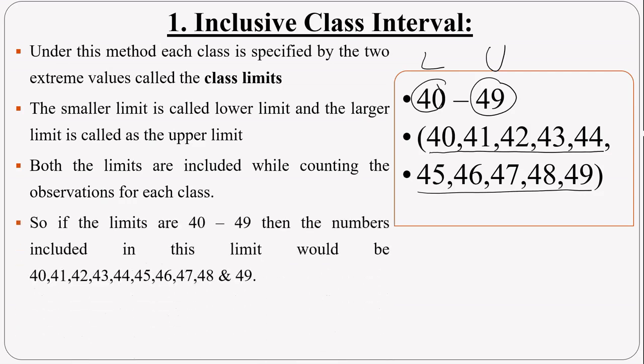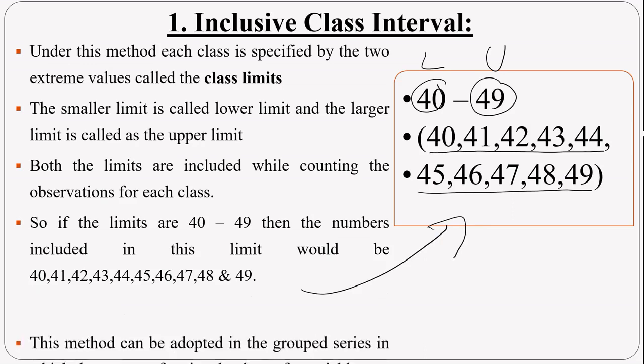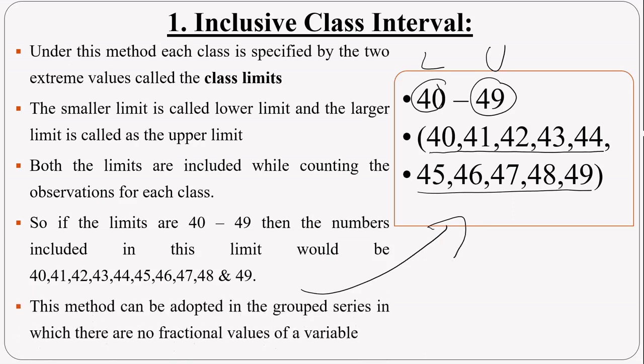So this is the same example I have shown you here. This method can be adopted in the grouped series in which there are no fractional values of a variable. These are the rules to be followed for calculating with regards to inclusive class interval. Inclusive means include everything, starting from the lower to the upper. This is the point to be kept in mind.